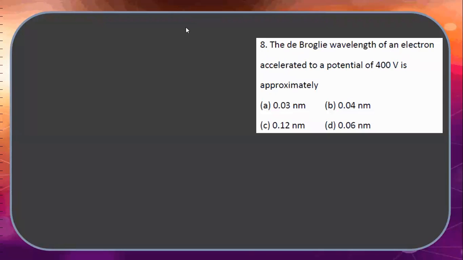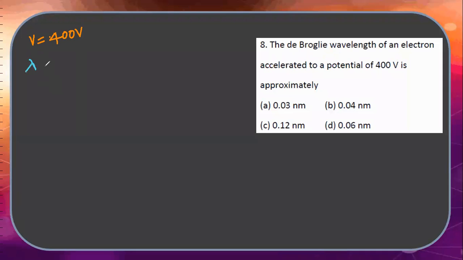The de Broglie wavelength of an electron accelerated through a potential difference of 400 volts is approximately. So the de Broglie wavelength of this electron accelerated through a potential difference. For us, the potential difference V is equal to 400 volt.